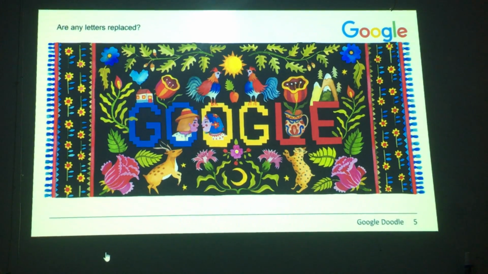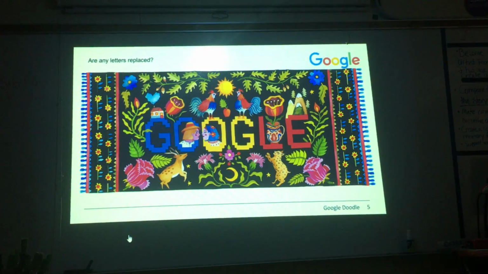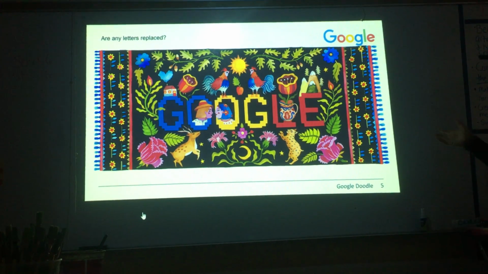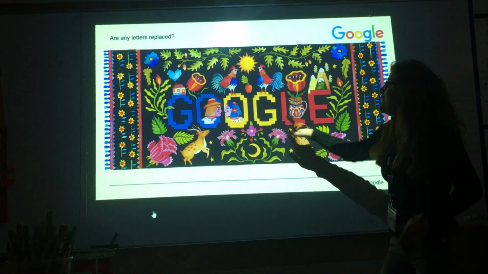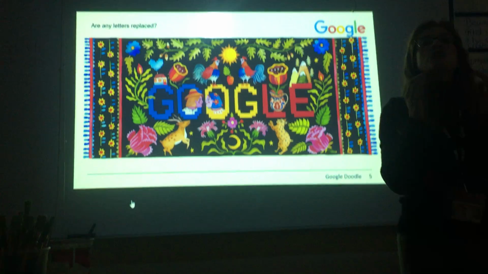What do you see? What is the image? I'm raising my hand. You're raising your hand. Yes. I see a blanket, kind of a blanket, a rug, something like that. And so what did these letters look like? Stitched. So there's a reason.